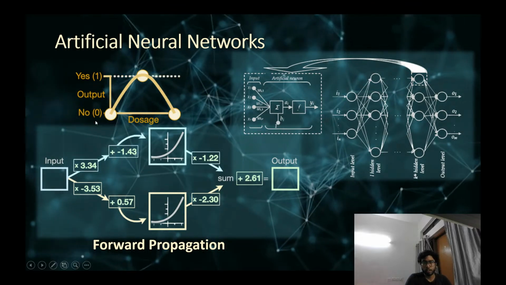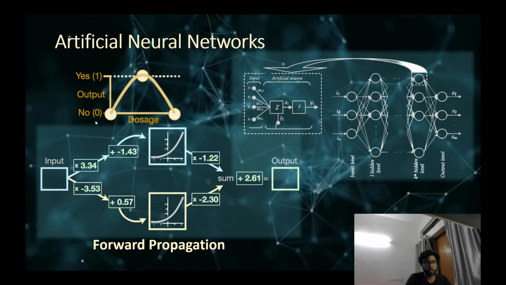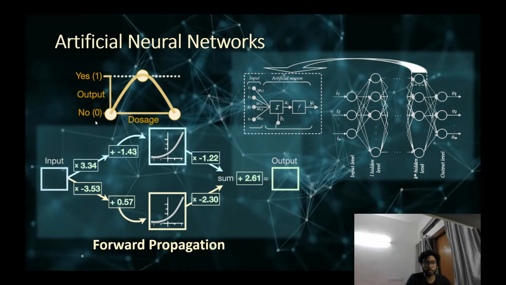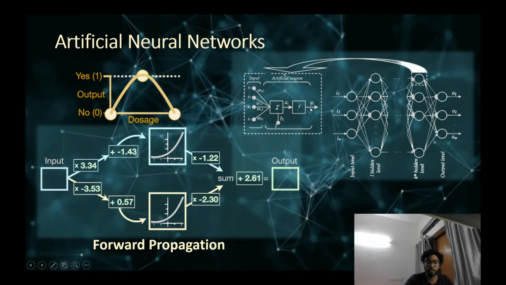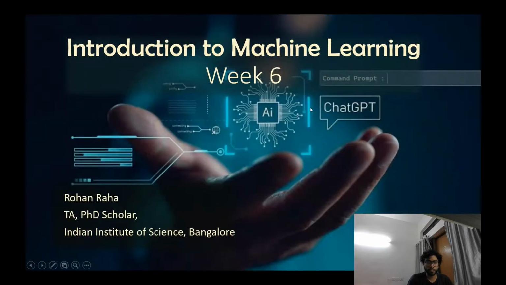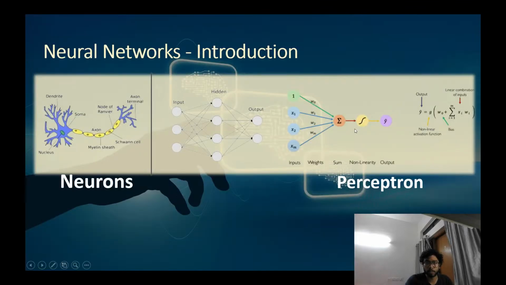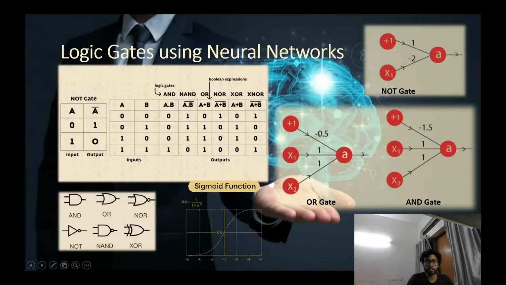Right. So if you know about neural networks, I think we discussed it in week 6. So these are the structures of neural networks. If you go back, this is the structure of a perceptron, and then we discussed how we can build logic gates using perceptron. So these are actually very important. You can expect at least one question from these logic gates.